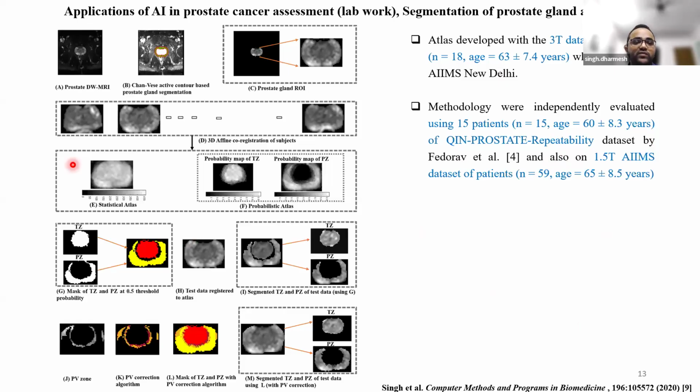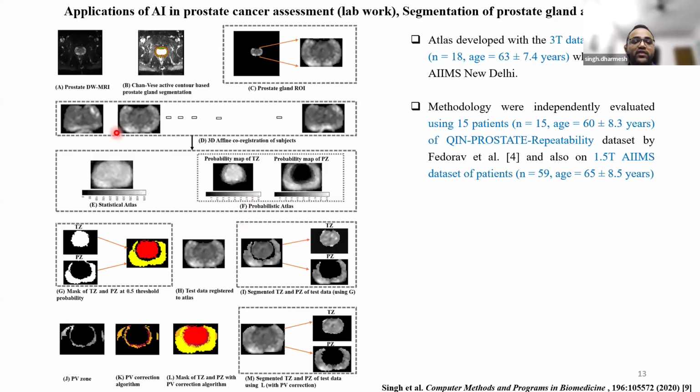We begin with prostate diffusion weighted imaging as an input, and then we apply a Chan-Vese active contour method for the prostate gland segmentation. Once the gland is segmented, we extract the region of interest. So this is the prostate gland, and after that, we extract the region of interest.